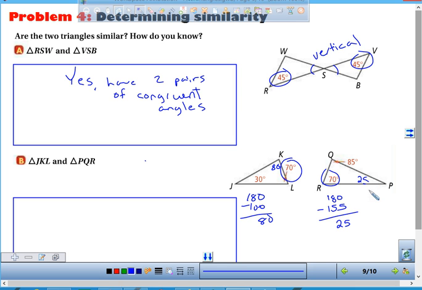Do I have another pair of congruent angles? No. So are they similar? No, you need two. We only have one pair of congruent angles. Okay. Questions?